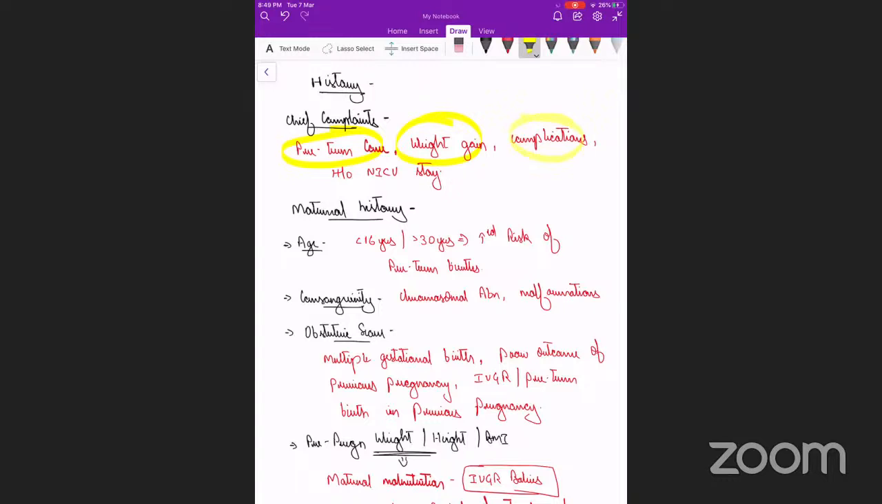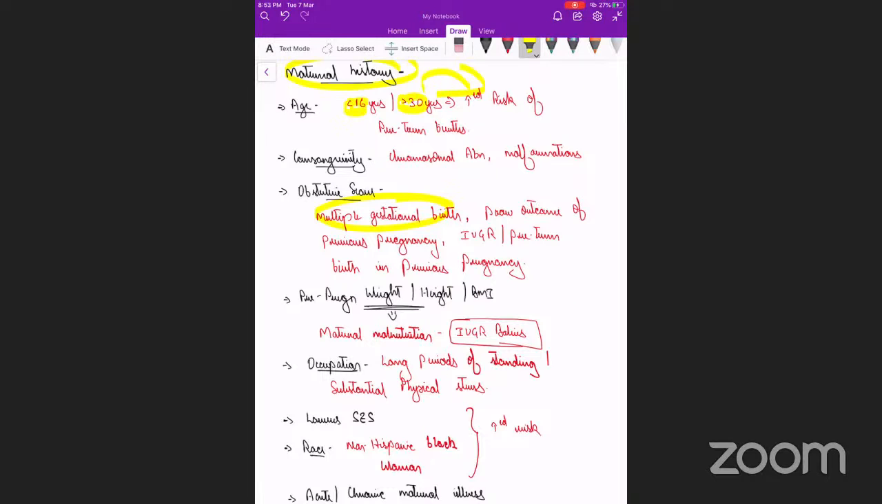Next, the obstetric score. Multiparous women are at risk of both IUGR babies and low birth weight babies. If there is a poor outcome of a previous pregnancy, they are also at risk. If the previous child born was IUGR, or if there was a history of preterm labor in the previous pregnancy, they are also at risk.